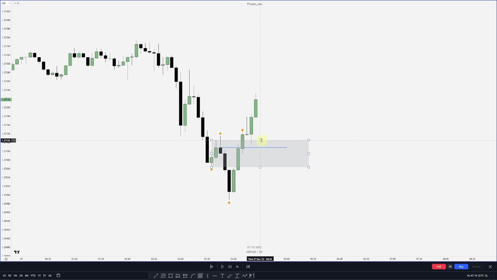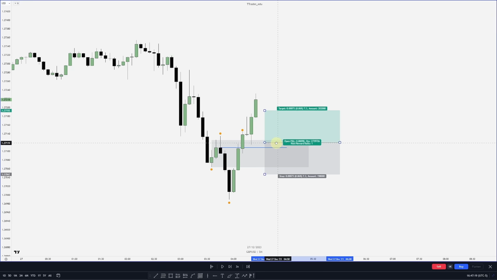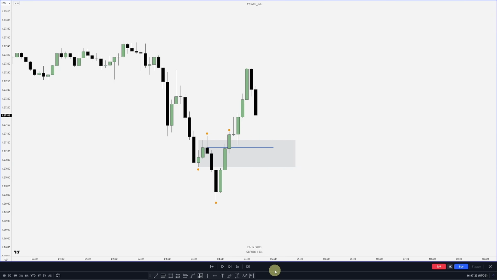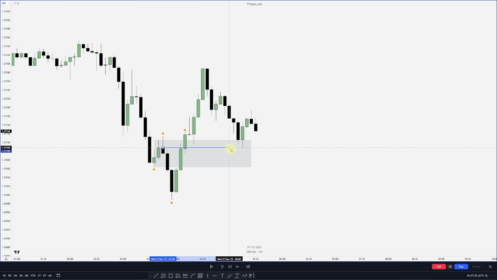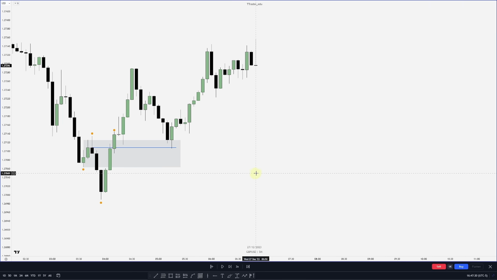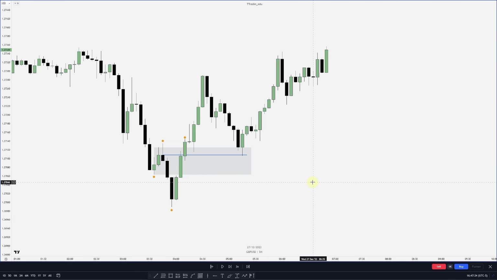So for example here, my entry for the breaker block would be right here, while the entry for the order block would be right here. So you can see both would have worked out. In this case, the order block did catch the almost very low, but they both have their uses. It really just comes down to personal preference.